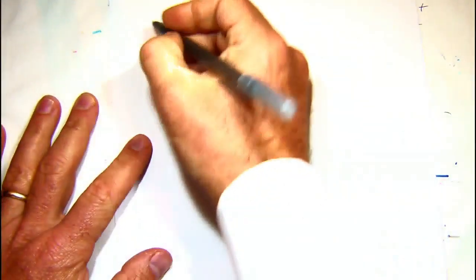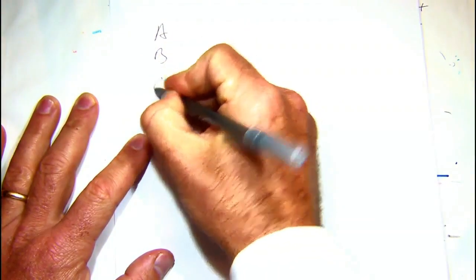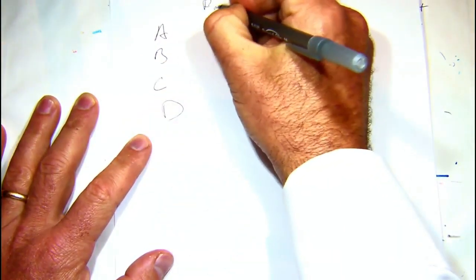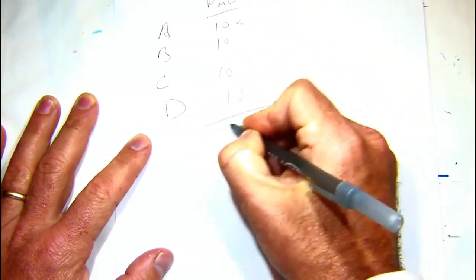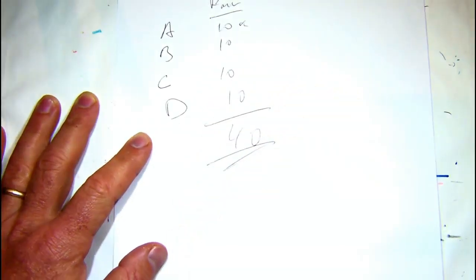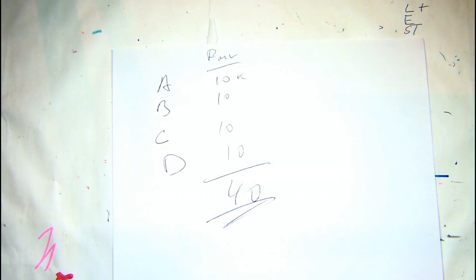You have asset A, asset B, asset C, and asset D, and fair market value is 10, 10, 10, 10. Total 40, okay? Let's say you decide to sell this business. I just said each asset 10,000. That's it. Asset A, B, C, and D. Total 40. That's it. Simple.